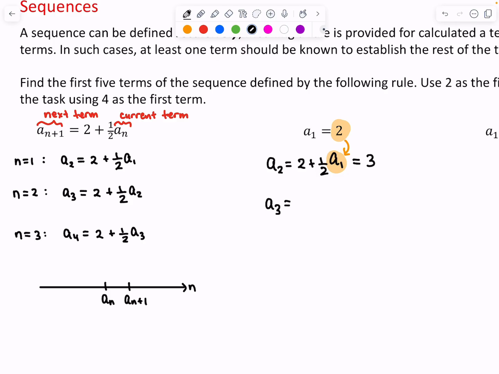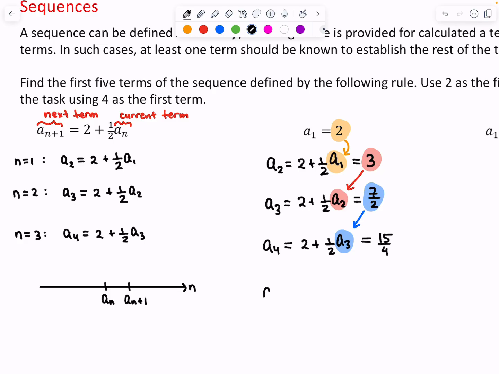Now a sub 3 will be found by doing 2 plus 1/2 of a sub 2. Well, a sub 2 is this 3, and that'll be substituted right here, giving us 2 plus half of 3. That's 2 plus 3 halves, which is 4 halves plus 3 halves, or 7 halves. Now we are asked to find the first 5 terms. So a sub 4 will be found by doing 2 plus 1 half of a sub 3. 7 halves will be substituted in there. 1 half of 7 halves is 7 fourths, and add 8 fourths to that, and we get 15 fourths.